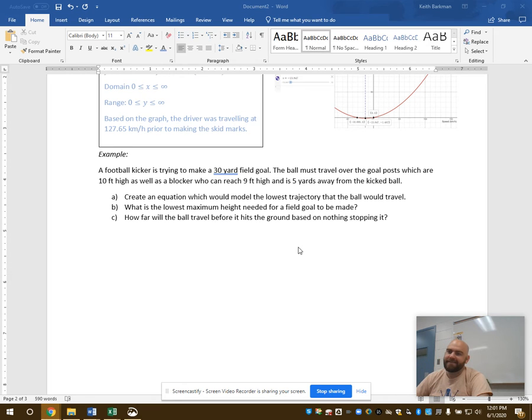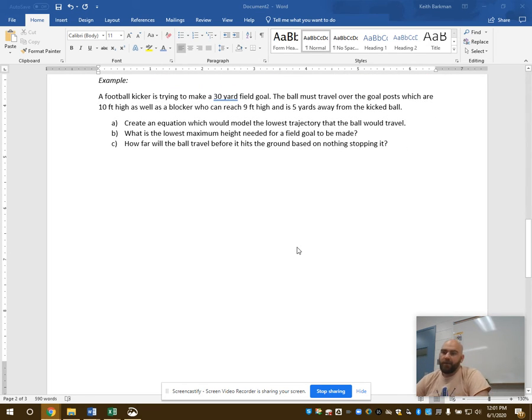We can take a look at the next example here. So this is example number 3. We have a football kicker who's trying to make a 30-yard field goal, and the ball must travel over the goalposts, which are 10 feet high and 30 yards away. That's what we're looking at, as well as a blocker who can reach 9 feet high and is only 5 yards away from the kicked ball. So we need to create an equation which would model the lowest trajectory that the ball would travel.